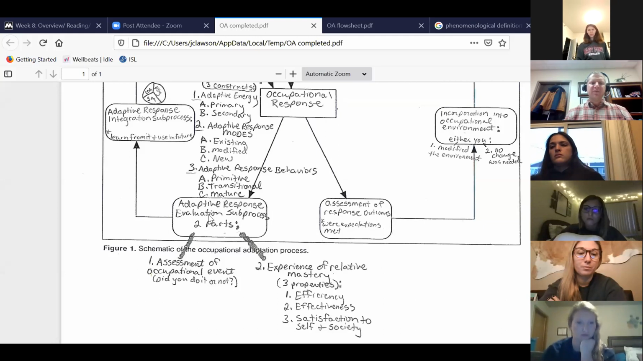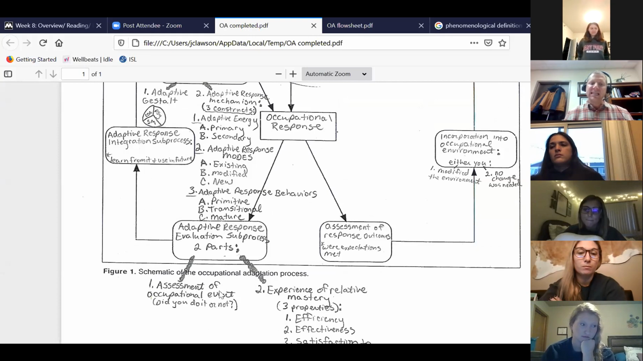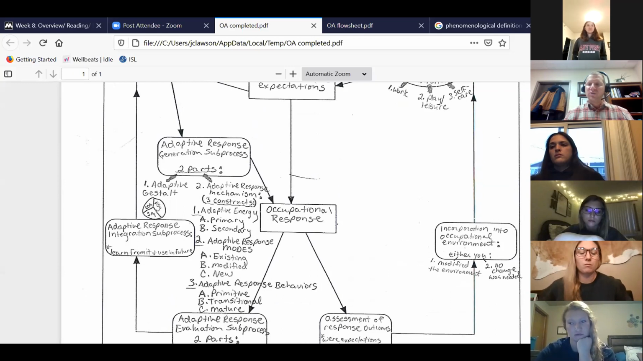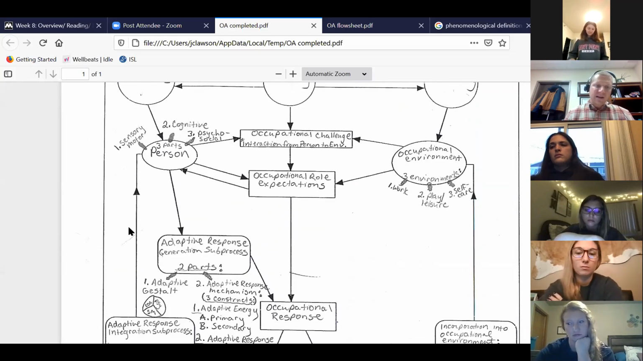Okay, so again, we have the adaptive response evaluation subprocess. So they're evaluating, did they do it? Are they happy with it, satisfied with it? Were they efficient? Okay, then it goes into the adaptive response integration subprocess, which we just talked about. So did they get a positive experience or a negative experience? Okay, if they completed everything, they did it. If they felt they were efficient, effective, and satisfied, then yay, right? They learned from that adaptation process, and they can use it in the future. So then they'll retain that information, and it'll come back up here again to the person, okay? And then they'll be able to continue doing that occupation and meeting that occupational challenge adaptively, okay?